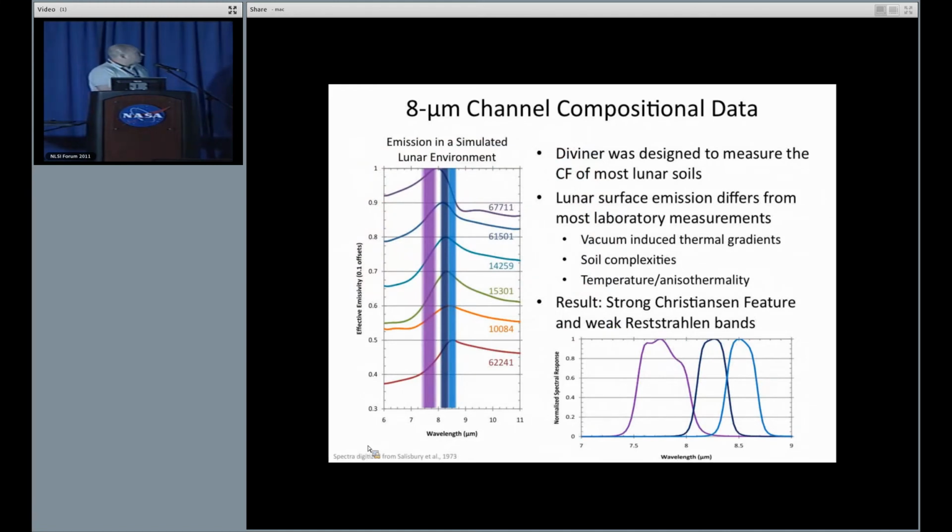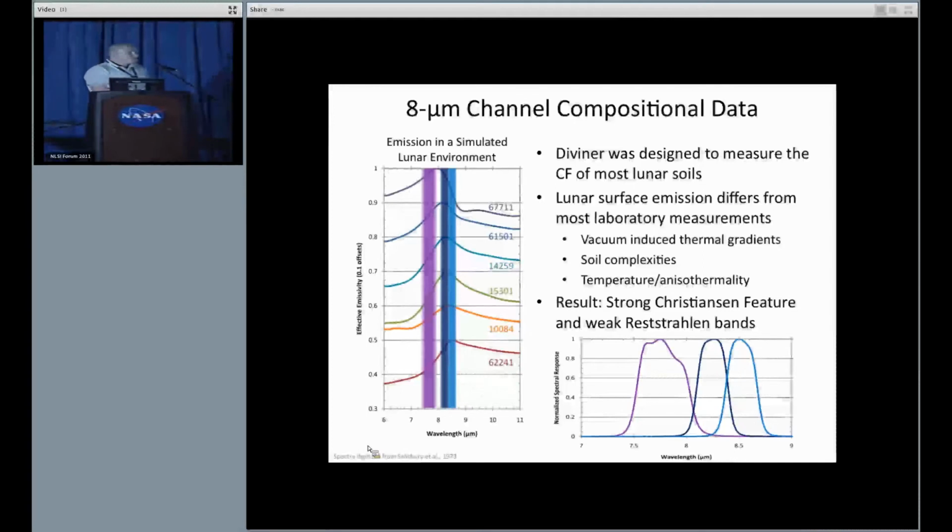The plot on the left here is showing thermal emission in a simulated lunar environment for various lunar soils, from feldspathic soils through mafic soils, and superimposed over that are the Diviner channels. The lunar environment actually changes thermal emission quite a bit from the terrestrial environment, and that means we need to use a simulated lunar environment to have comparable measurements. This is mostly caused by vacuum-induced thermal gradients, but it's pretty complex.